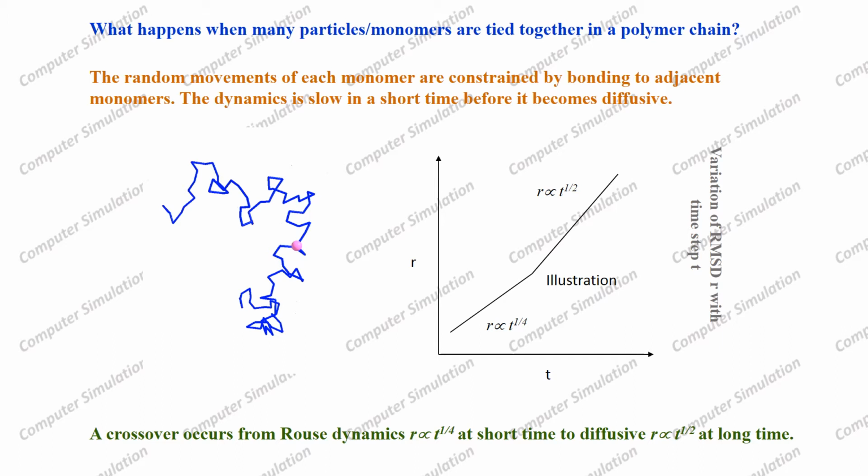In fact, the short-time dynamics is the well-known Rouse dynamics, where the root mean square displacement of the monomer depends on time step with a power of 1/4. A crossover occurs from Rouse dynamics at short time, where the root mean square displacement varies with time to a power of 1/4, to diffusive at long time, where the root mean square displacement varies with time to a power of half.